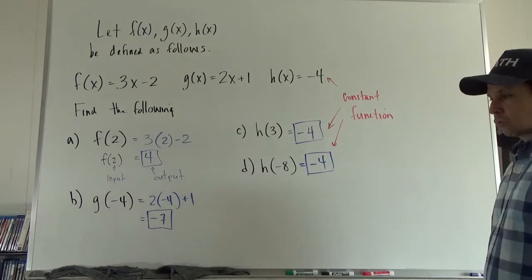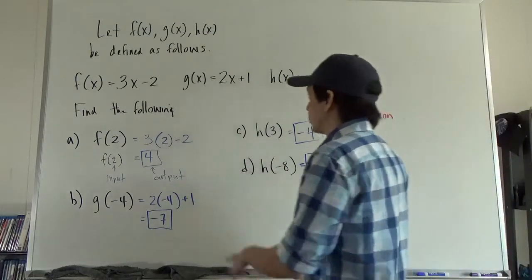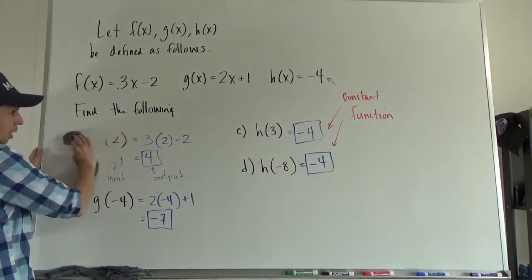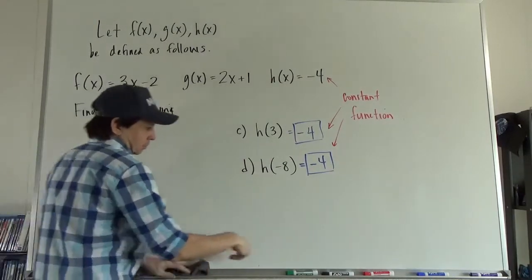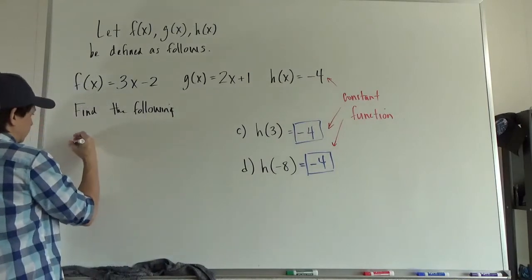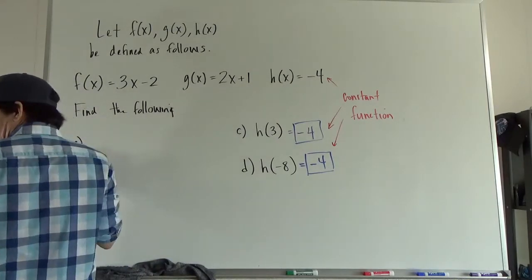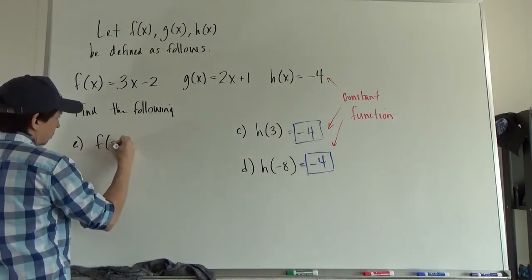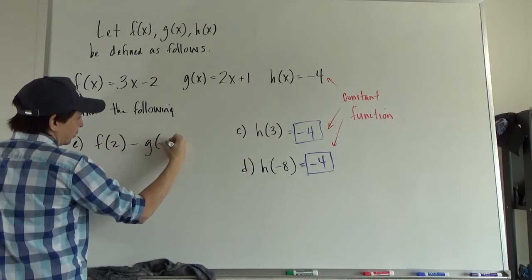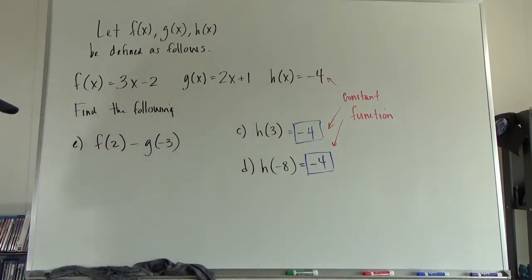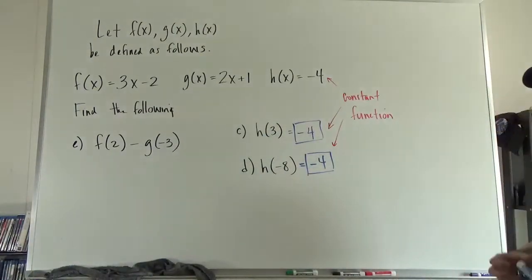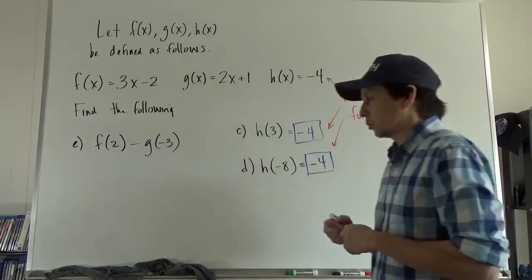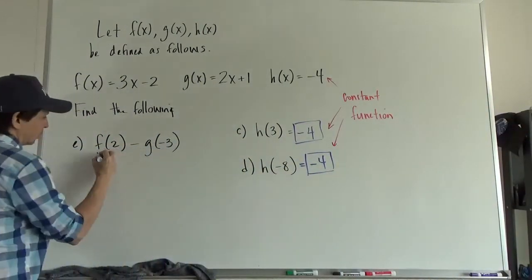Okay, I'm going to erase here. Same definitions, we're doing more. I'm on part E. We're going to do f of 2 minus g of negative 3. Okay, so you can have function values composed in different ways with different operations, and here it's subtracting two function values. F of 2 is just some value.